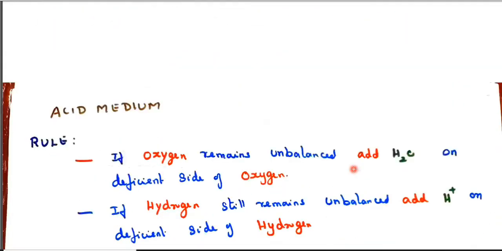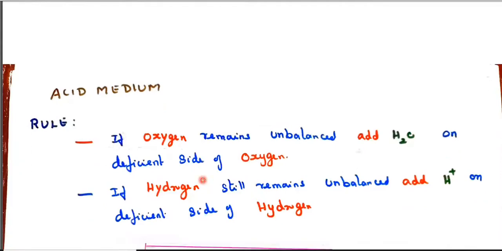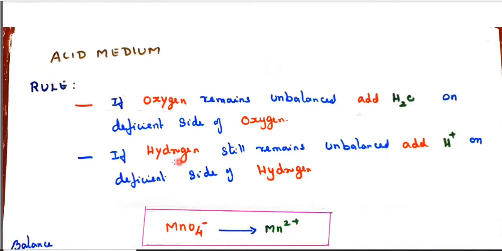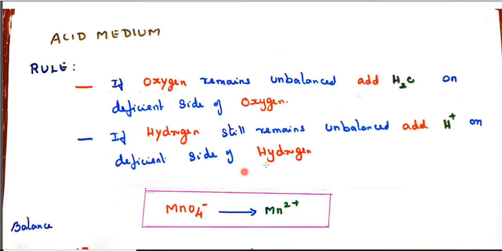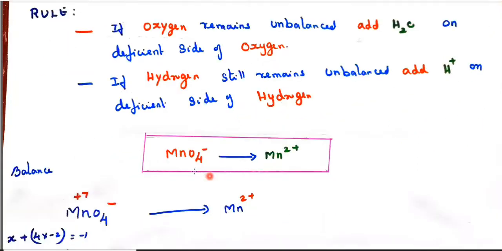Now we will see acid medium. Rules to be followed. First rule: if oxygen remains unbalanced, add H2O on the deficient side of oxygen. If hydrogen still remains unbalanced, add H plus ion on the deficient side of hydrogen. So now the parent equation is MnO4 minus gives Mn2 plus in acid medium.